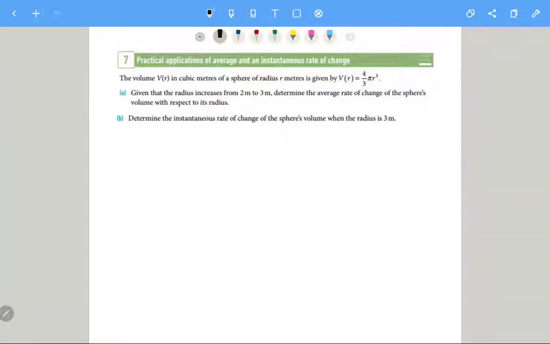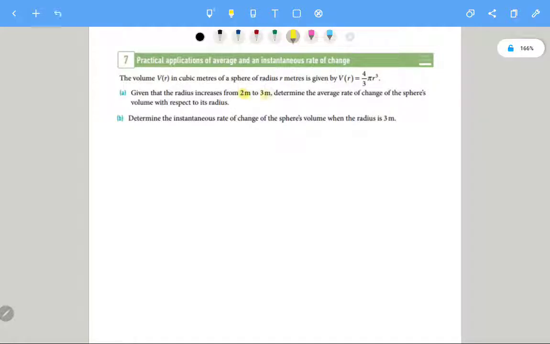A few examples. So the volume V of R in cubic meters of a sphere of radius R meters is given by V of R equals 4 over 3 pi R cubed. Given that the radius increases from 2 meters to 3 meters, determine the average rate of change of the sphere's volume with respect to its radius.